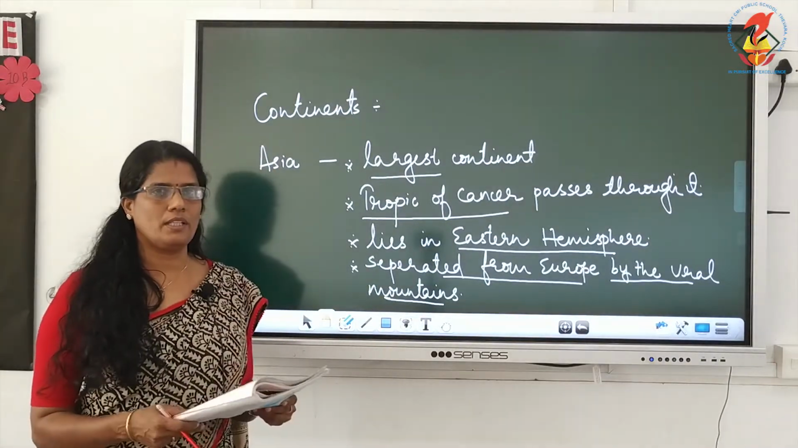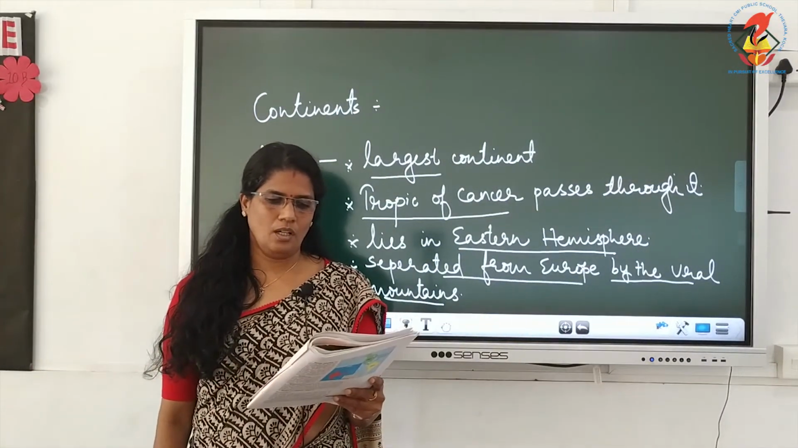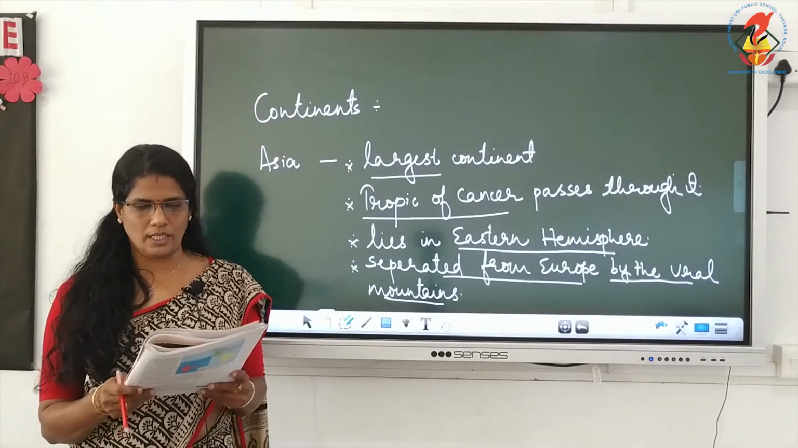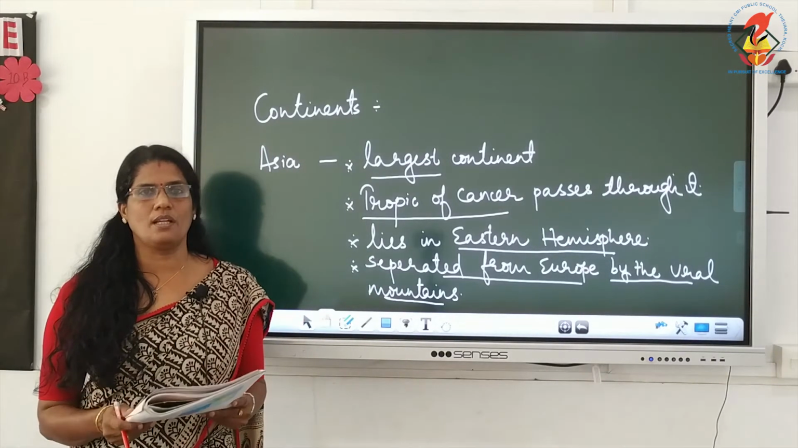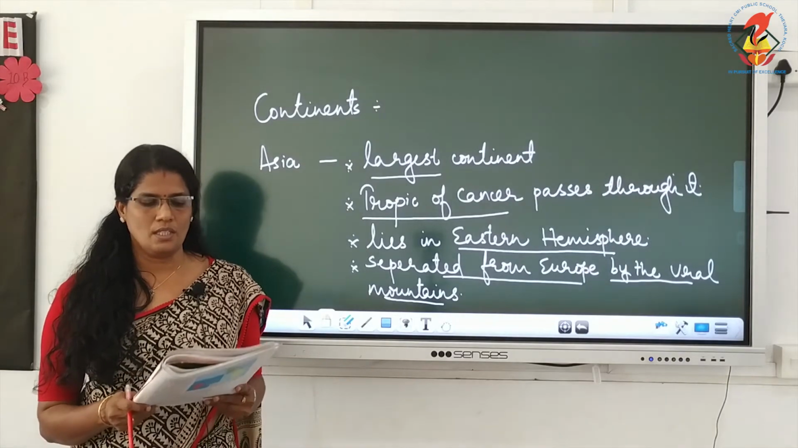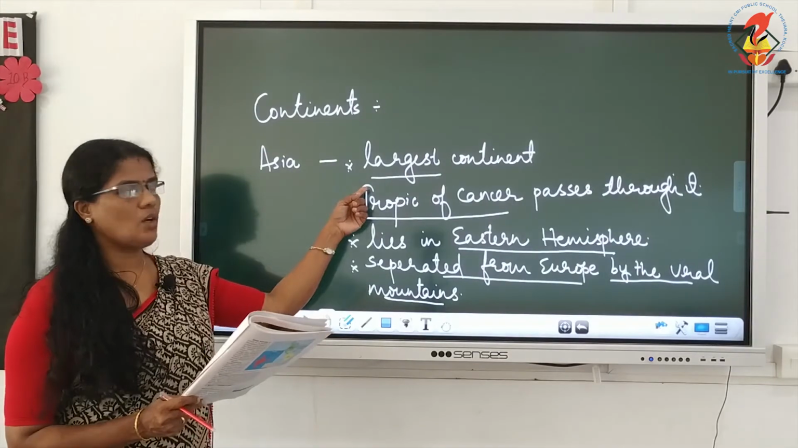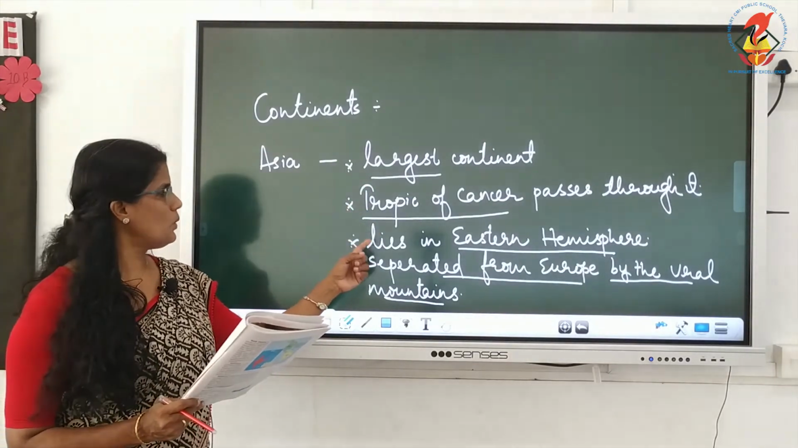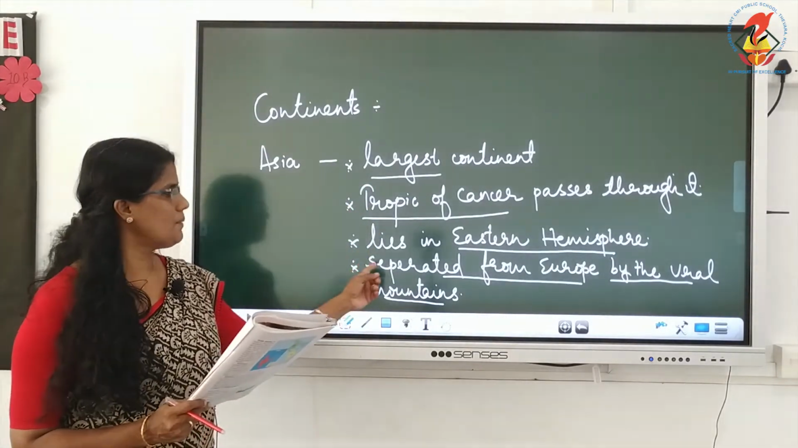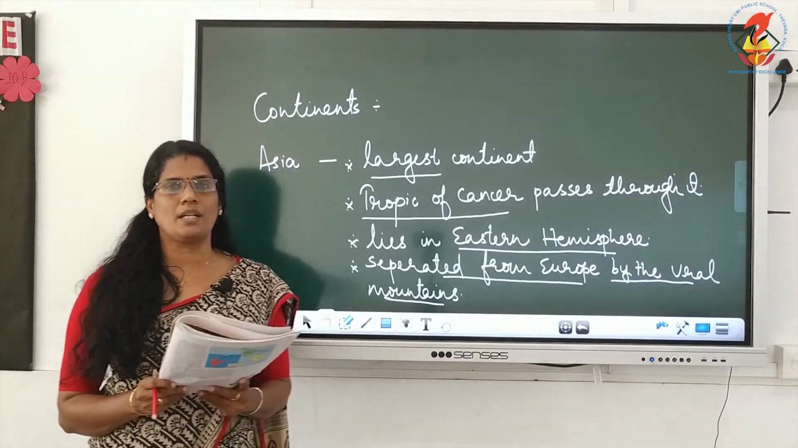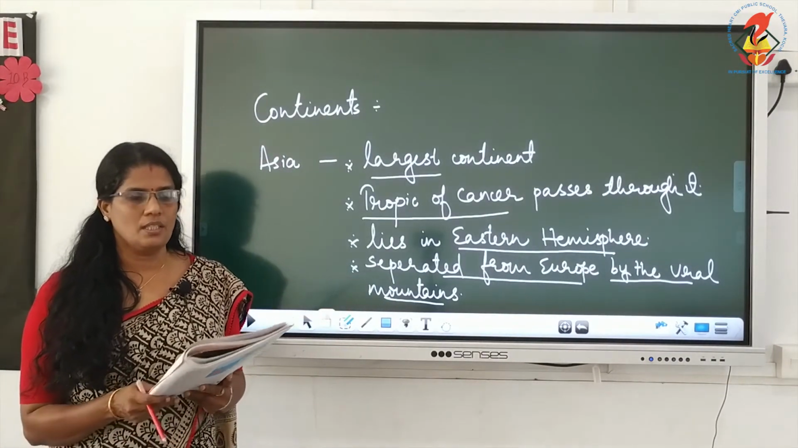Underline all these points in the textbook. Now, the combined landmass of Europe and Asia is also known as Eurasia. I hope it is clear to all of you. Largest continent, Tropic of Cancer passes through it, lies in the eastern hemisphere, separated from Europe by the Ural Mountains. Europe and Asia combined landmass is known as Eurasia.